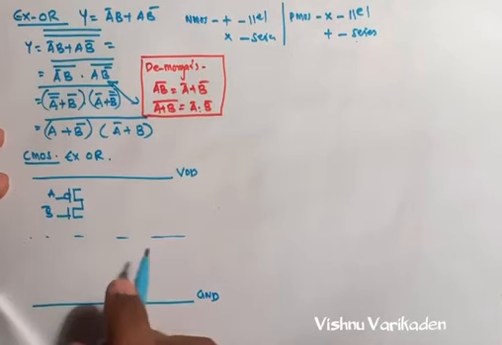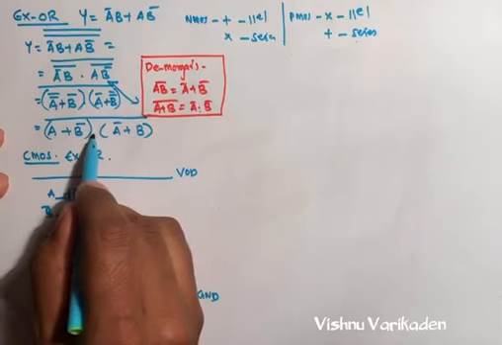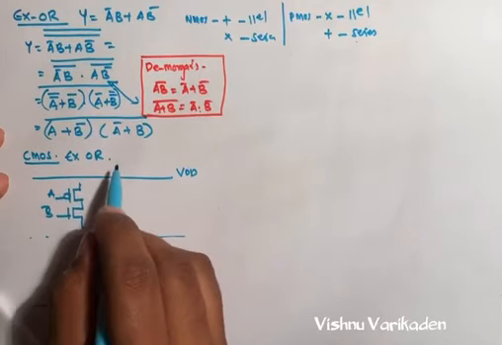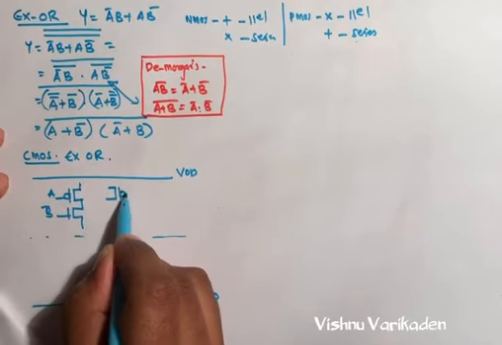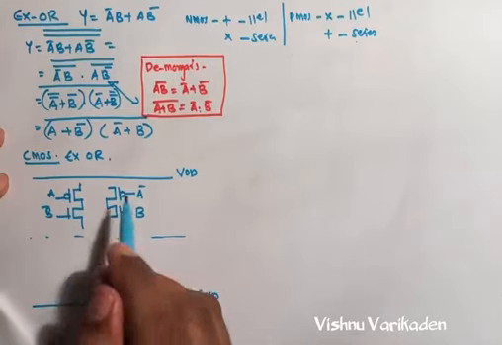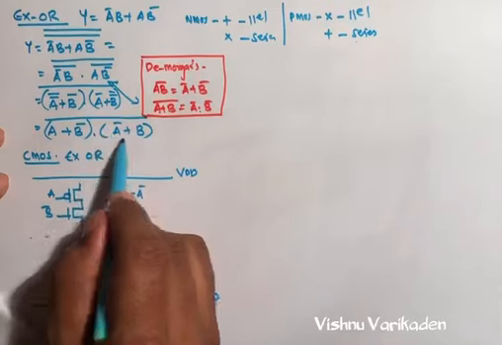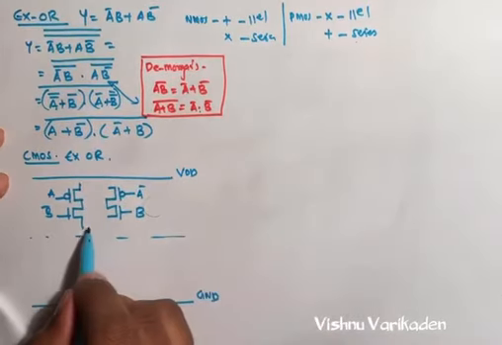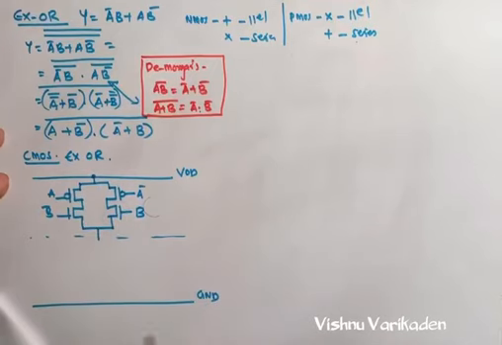So we can write like this. Also think about this, another one is this one. So this one is also series, that is A bar and B. So this equation is multiplied with this one. So multiplication happens, and this one is parallel. So we can write this like this.